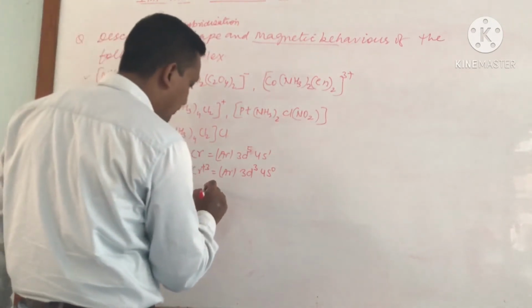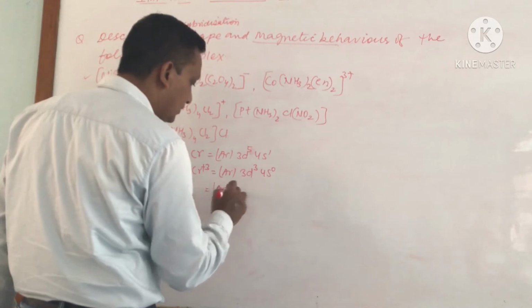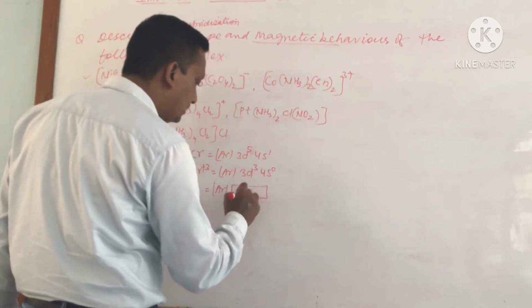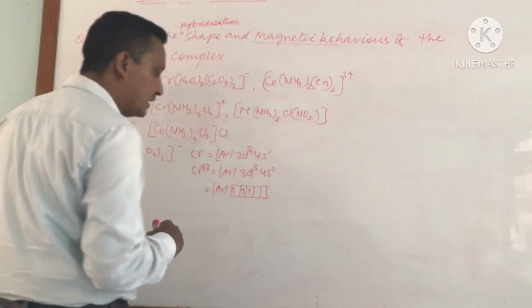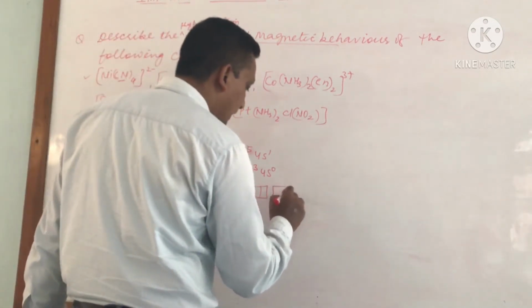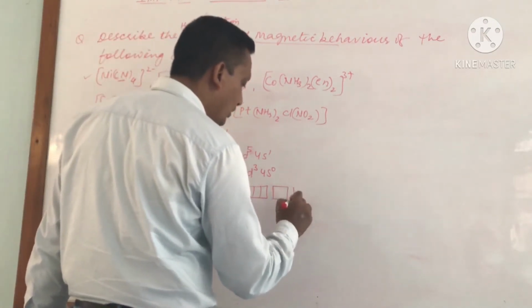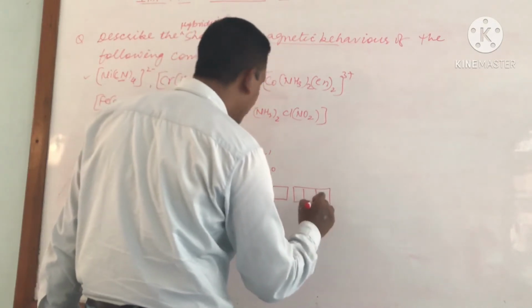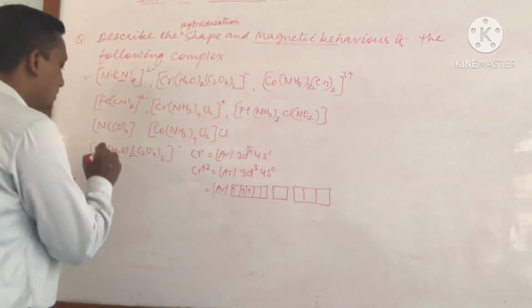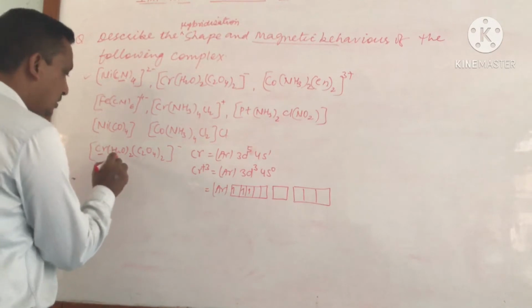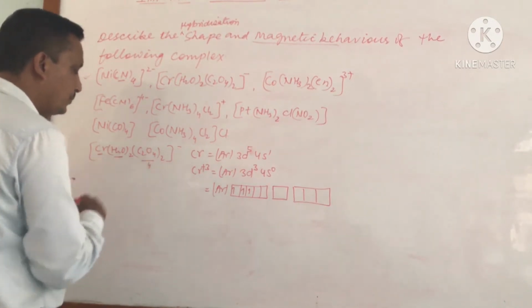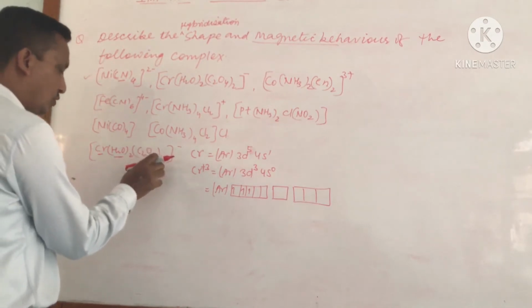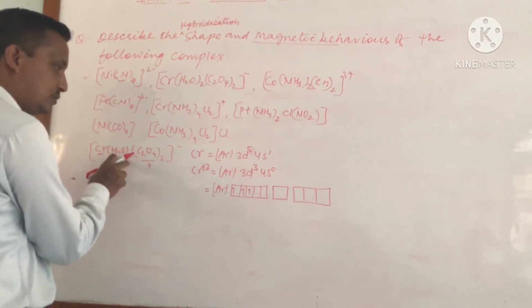So we can write like this: 1 2 3 electrons are there in the d subshell, and in the s subshell there is no electron, and in the p subshell there is no electron. We know that chromium forms 6 bonds, 2 for H2O and 4 for C2O4, so in total it forms 6 bonds.